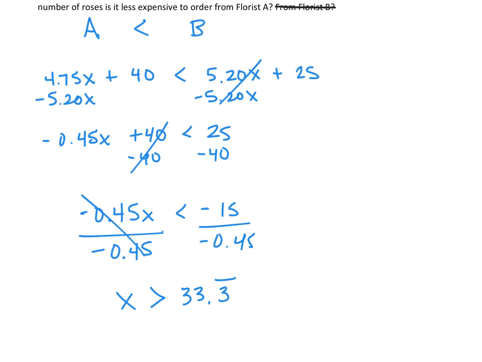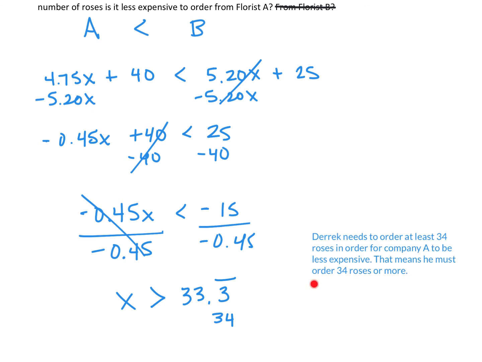So I'm just going to leave it as 33.3 because my answer is actually going to use a 34, and I'll tell you why. So what we figured out is the number of roses has to be greater than 33.3 repeating in order for company A to be less expensive. Maybe I'll phrase it that way. So you can't order 33.3 roses, so you have to order more than that. So we're going to bump that up to 34 when we write out our answer.